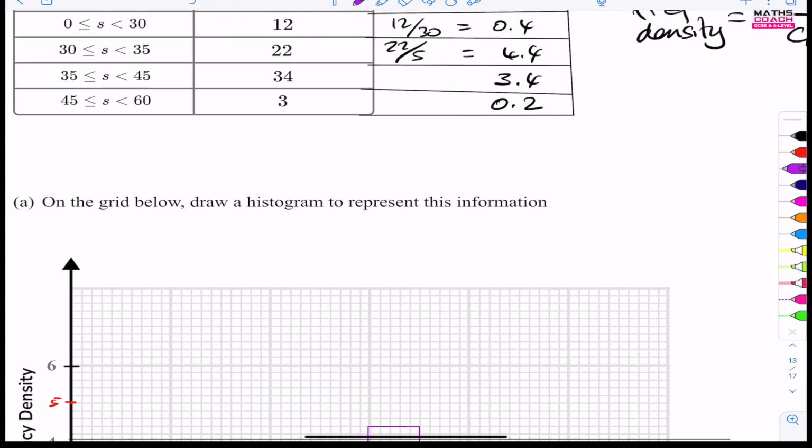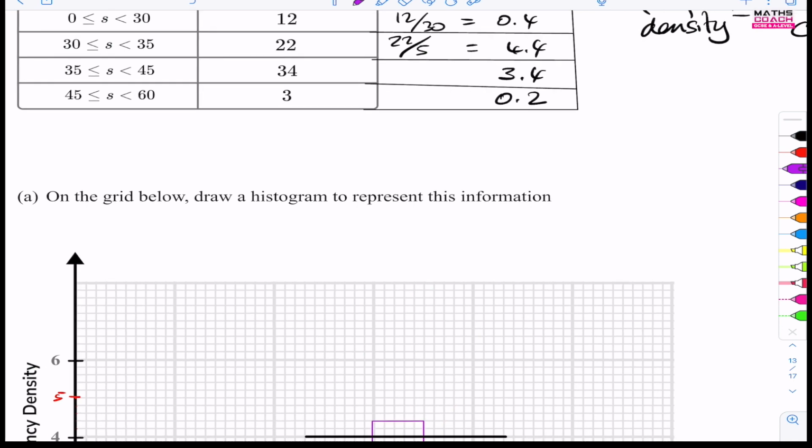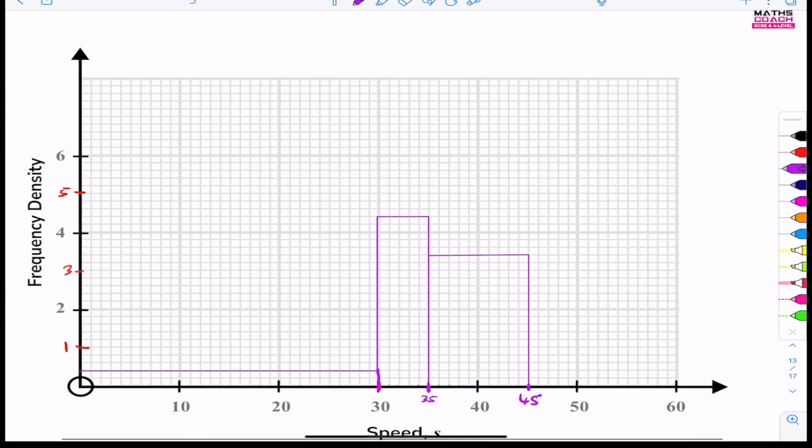And the last one is 0.2 between 45 and 60. So between 45 and 60, which is the last one, 0.2, which is simply just that little tiny one right there. Okay, so that's my histogram.